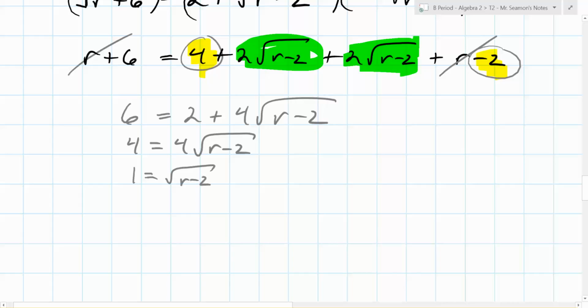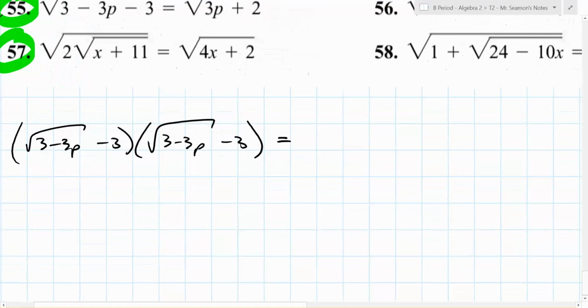What do I do to both sides? Because the radical is isolated. Square both sides and you get 1 is equal to what? R minus 2. So what does r equal? 3. It becomes really nicely.